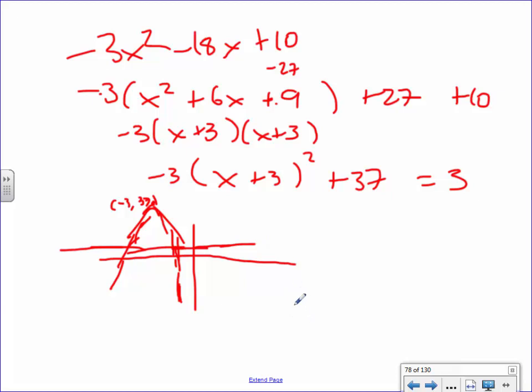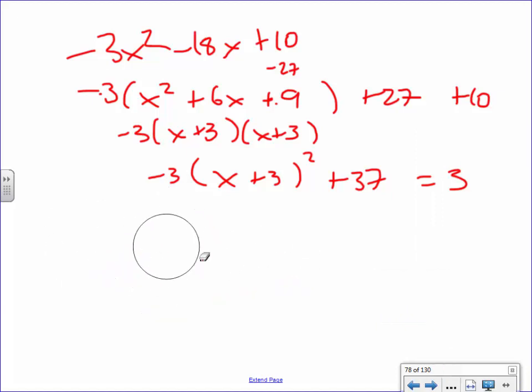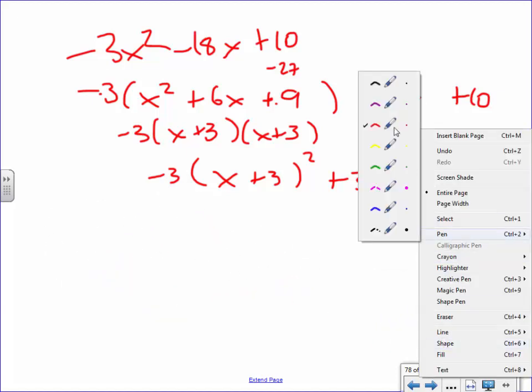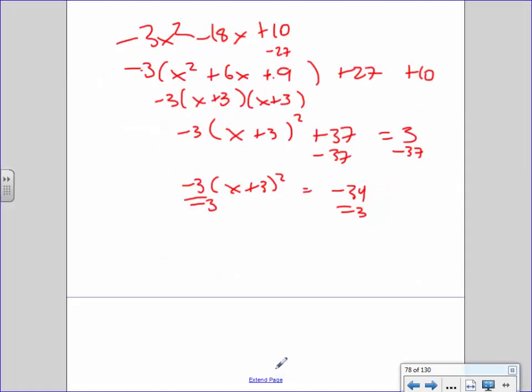But here's a really easy way to solve for that value. How can you get x by itself? Subtract 37 from both sides. It'll give you minus 34 equals minus 3 times x plus 3 squared. Okay, then to get x by itself after that, we need to get rid of this leading coefficient. So I'll divide by minus 3. So now x plus 3 squared is whatever 34 over 3 is.